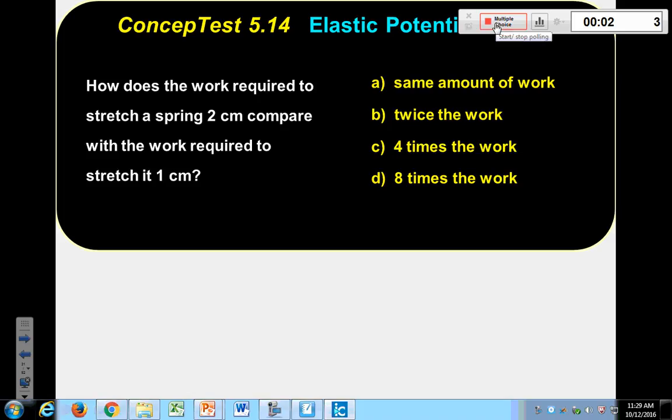How does the work required to stretch a spring 2 centimeters compare to the work required to stretch it 1 centimeter? How much more work is required to stretch it 2 instead of 1 centimeter?